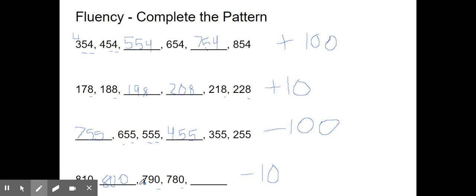800 minus 10 is 790. 790 minus 10 is 780. 780 minus 10 is 770. Great job with your fluency today.